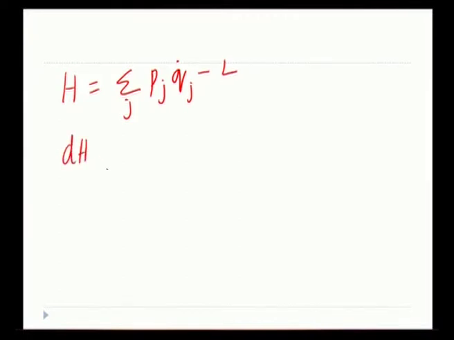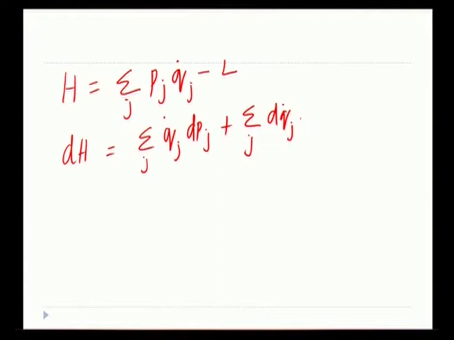Now, consider the general form of the Hamiltonian function: H is equal to the summation over j of Pj, the momentum of the jth particle, times the first derivative of the generalized coordinate, minus L. Similarly, we can find dH from this equation, where dH is equal to the summation over j of Qj dot dPj, plus the summation over j of dQ dot j into Pj, minus dL. So keep this as equation.